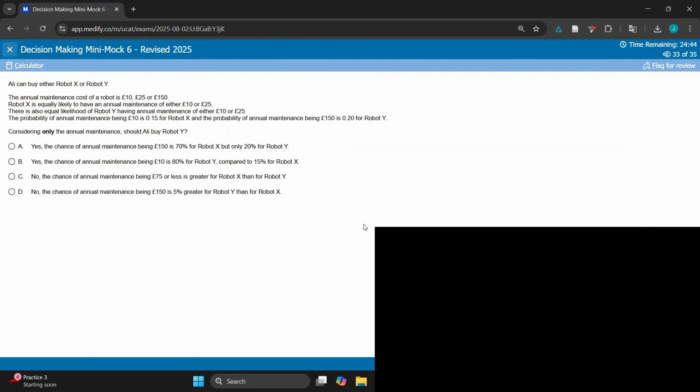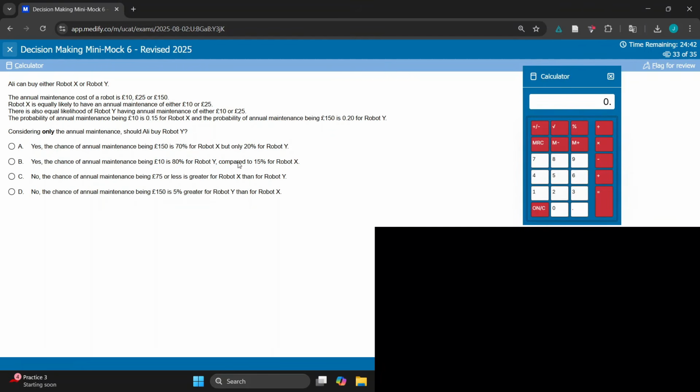So yeah, it's got to be this one. Considering only the annual maintenance, so 10, 25, and then 150, should he buy X or Y? Is equally likely to have annual maintenance of 10 or 25, okay, that's X and X. Equally likely to have annual maintenance of 10 or 25, so that's Y and Y. Annual maintenance is 0.15 here for X, that's also 0.15, so then this becomes 0.7. This is 0.2, so then this becomes 0.4 and 0.4.